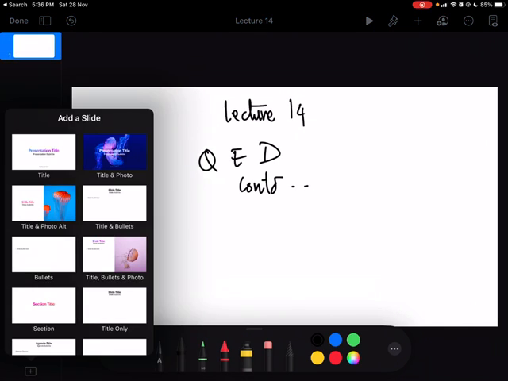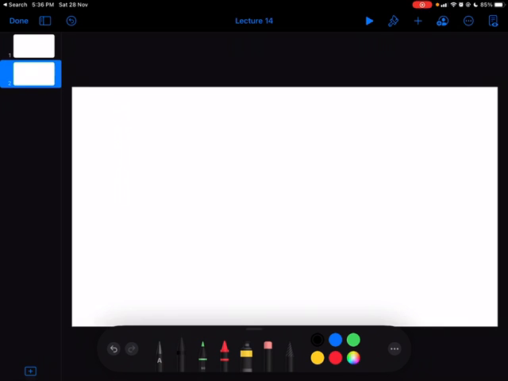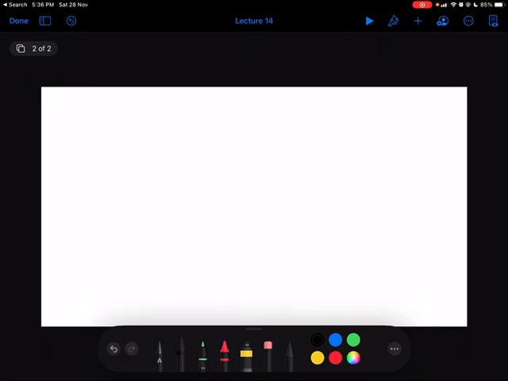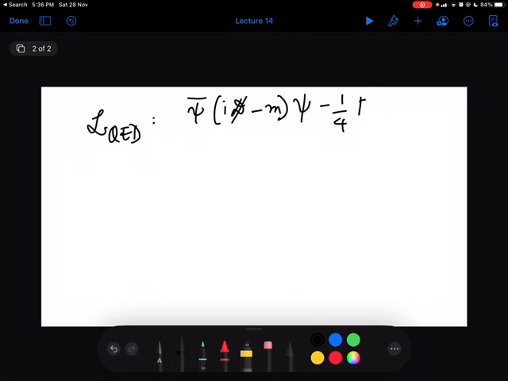And analogous with the case with the scalars, I just wrote down what the Lagrangian would be looking like. So let's do the same thing now here also. Okay, so let's write down L QED. So the rule of the game is that it should be psi bar, wherever there is a derivative, I should replace it with D slash minus m, psi, minus 1 by 4 F mu nu F mu nu.